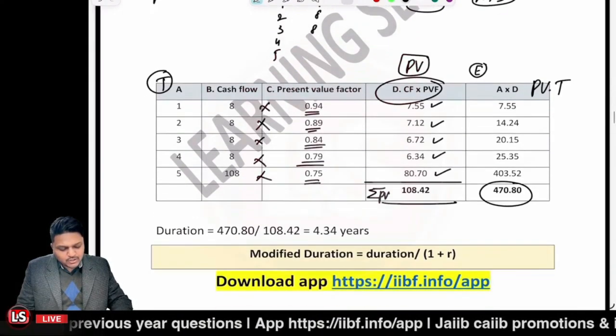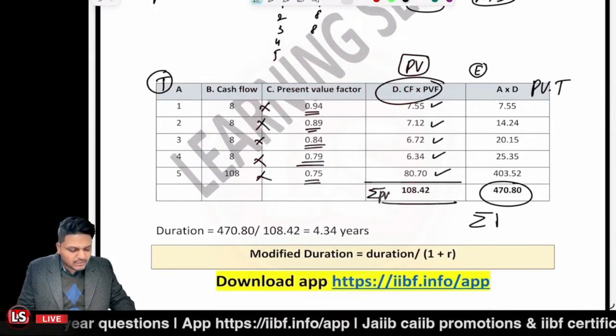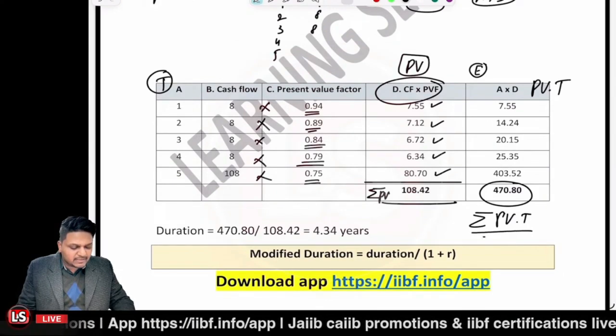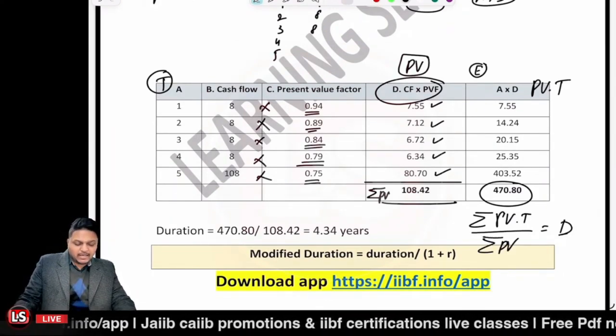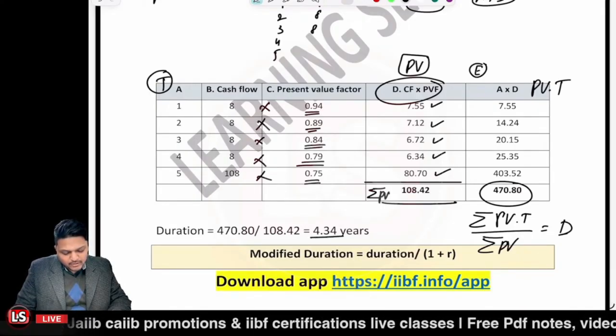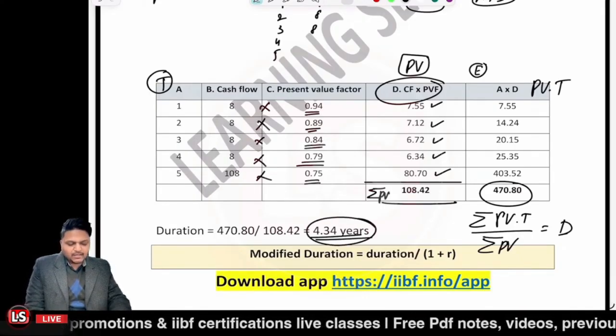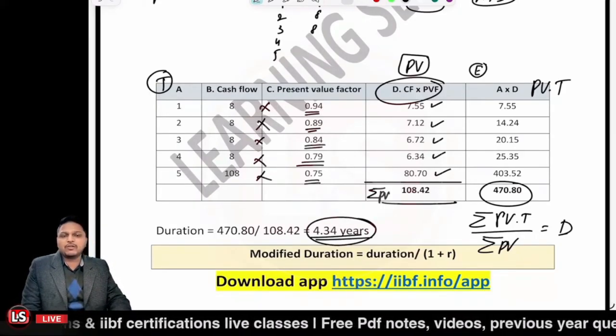What is the formula for duration? It is summation of PV dot T divided by summation of PV. This is the formula, and this is the duration that we calculated. It came out to be 4.34 years, right? And now we have to calculate the modified duration.